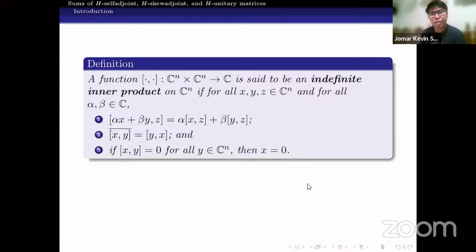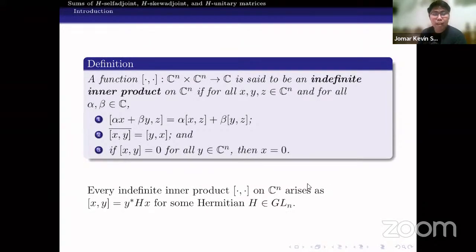I know most of you are not familiar with the indefinite inner product. Most of us are probably familiar with the standard inner product. So what's the difference between the indefinite inner product and the standard inner product? One can show that an indefinite inner product will satisfy all of the axioms in the definition of a standard inner product, except for non-negativity and positivity. Thus, the indefinite inner product is a natural generalization of the standard inner product. So that's the difference between the two.